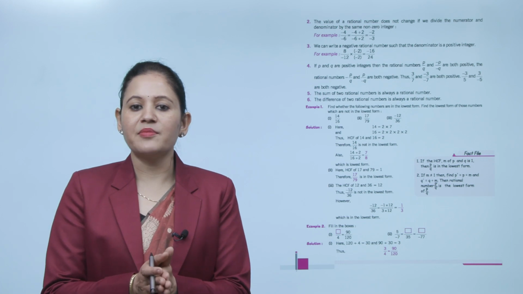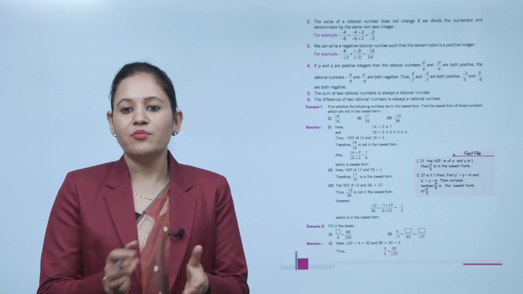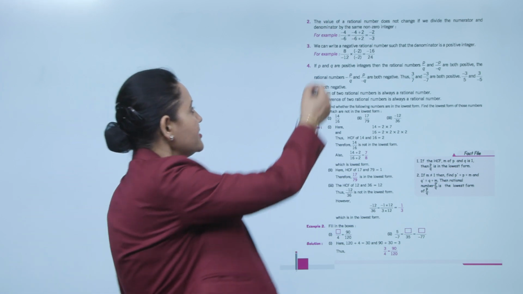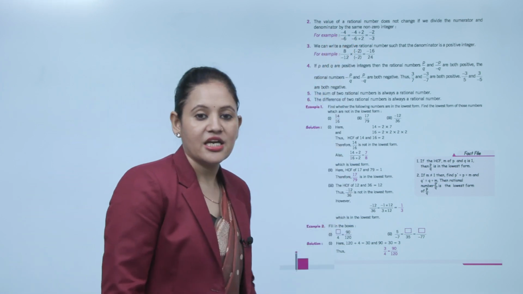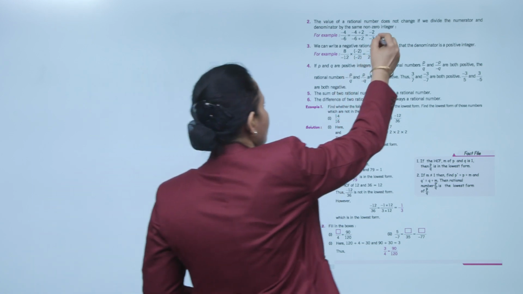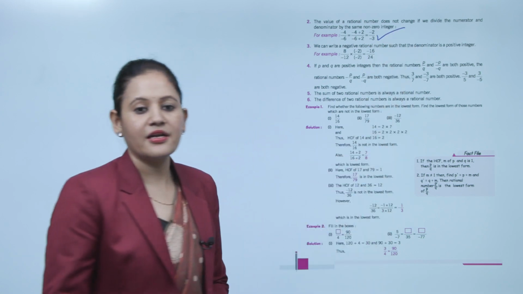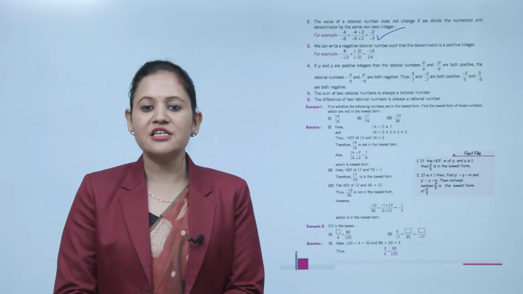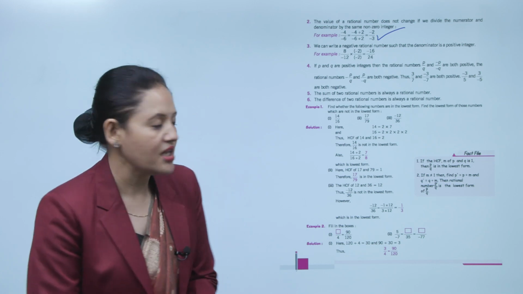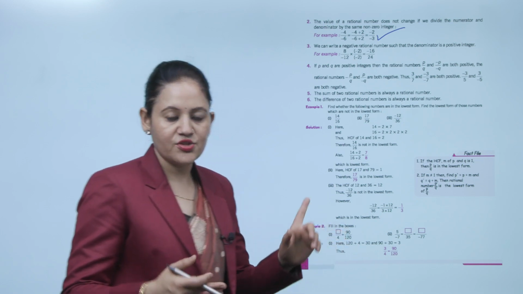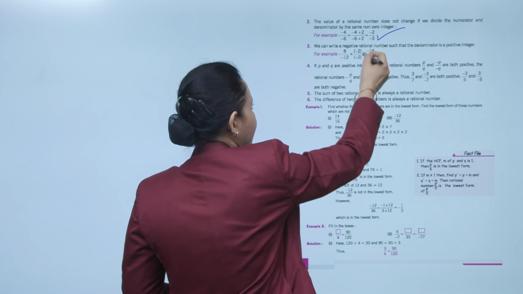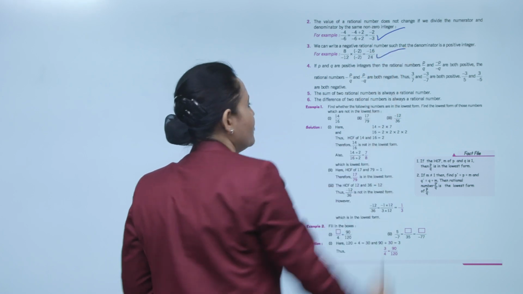So their value will not change if you multiply both numerator and denominator by the same non-zero integer. The value of a rational number does not change if we divide both the numerator and denominator by the same non-zero integer. Minus 4 upon minus 6. Here we have divided both the numerator and denominator by 2. You get minus 2 upon minus 3. Clear? We can write negative rational numbers such that the denominator is a positive integer. 8 upon minus 12. So denominator हमें positive करना है, so हम negative number से multiply करेंगे both numerator and denominator by minus 2 that is equal to minus 16 upon 24.